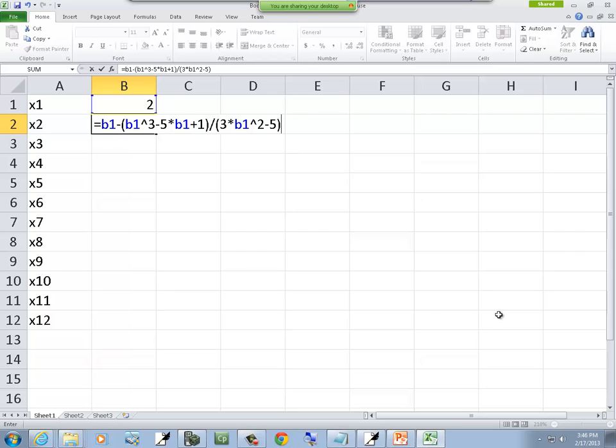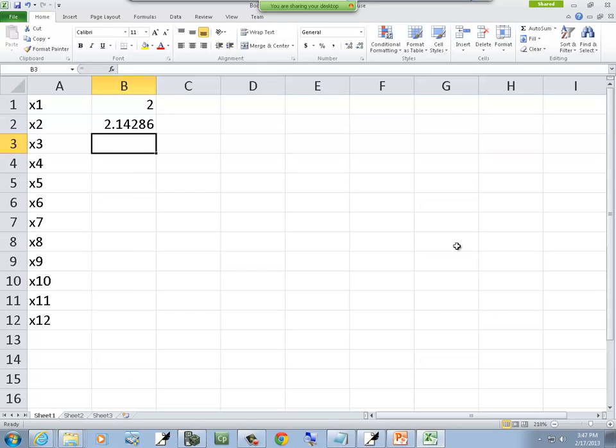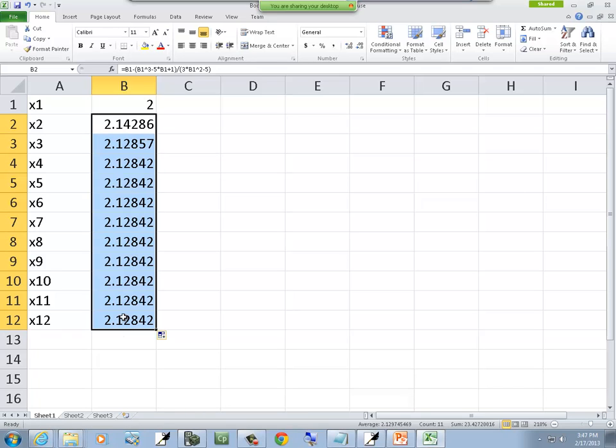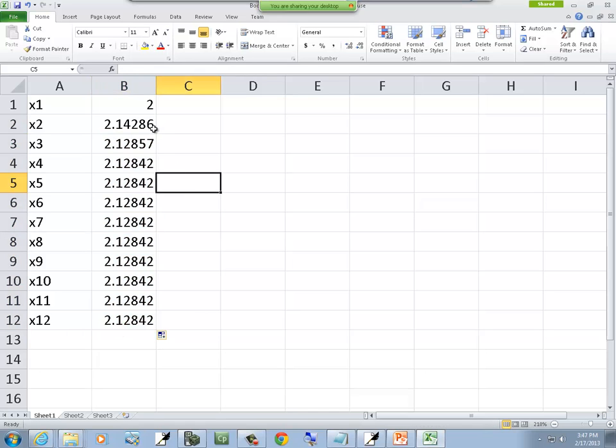Basically, just everywhere I had an x, I put in b1. And to do an exponent on the calculator, or on the Excel, you have to do a caret. So I do enter. Now I can fill these down and there's 12 iterations in just a couple of seconds time.